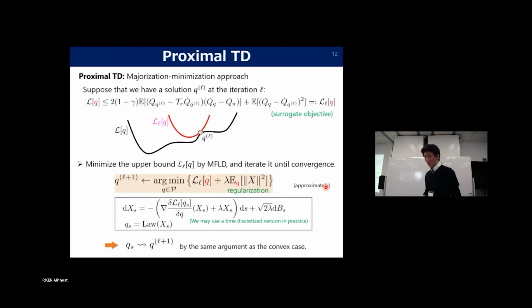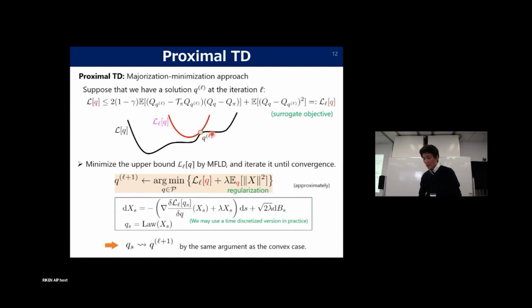For that purpose, we propose a so-called proximal TD learning method. This is a very simple majorization-minimization approach, so this is very easy to consider. As I said, just optimizing the temporal difference directly is really difficult, so we consider a very easy upper bound over the objective function.